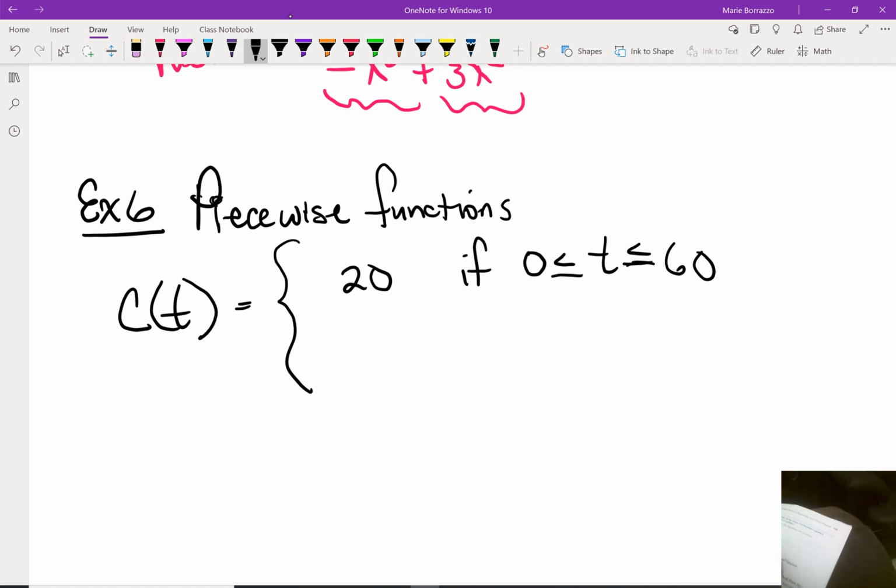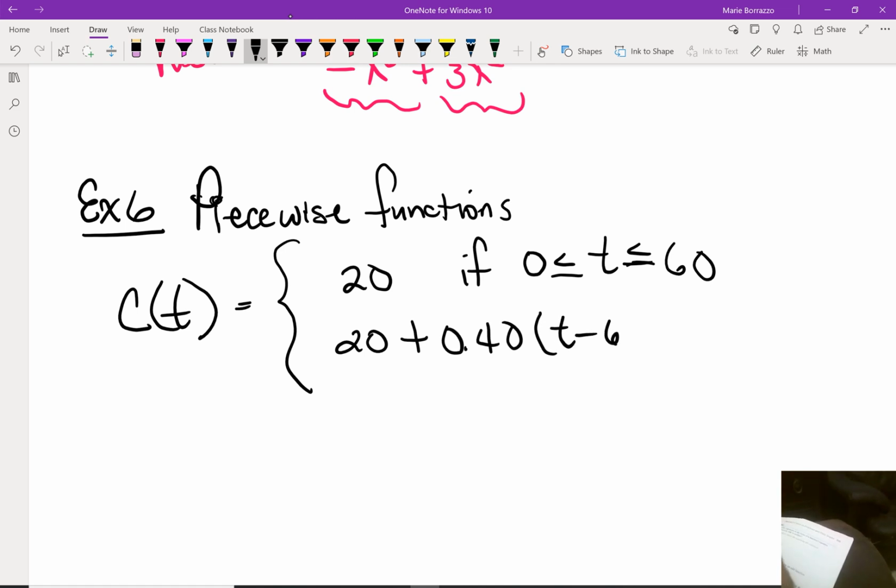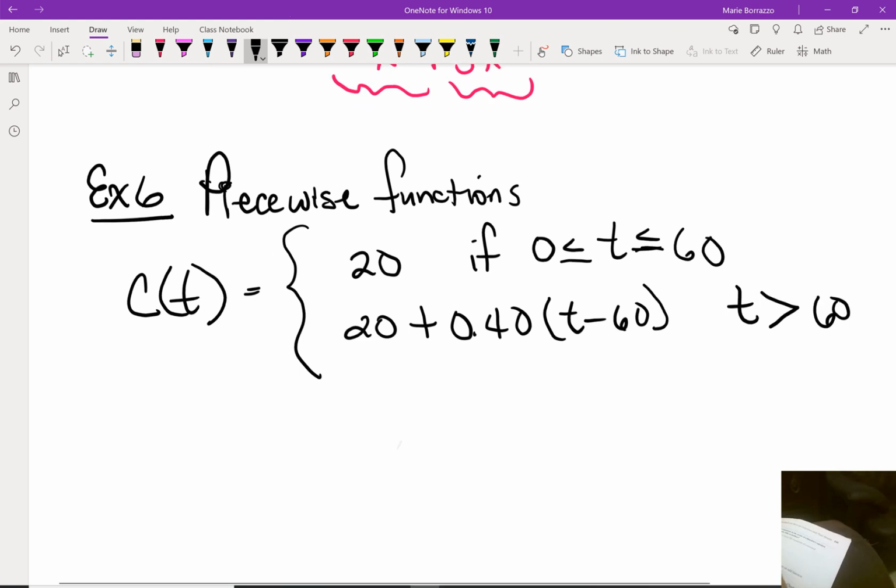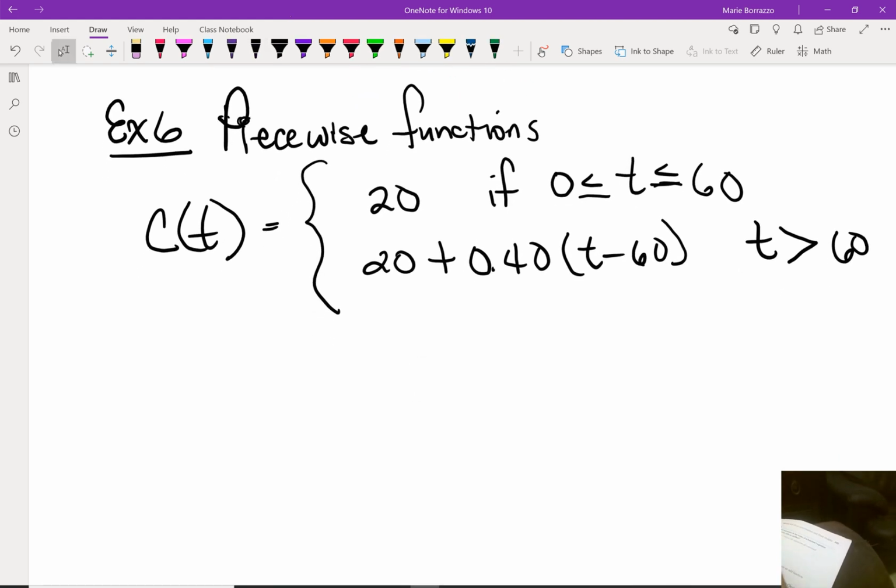And once you go past your 60 minutes, we're going to charge you 40 cents. So this will be 20 plus 40 cents times t minus 60. And that will be the case if t is greater than 60. So you're at 61 minutes, 62 minutes, 70 minutes, and so on. So understand that in this question, they're going to ask you for specific values.